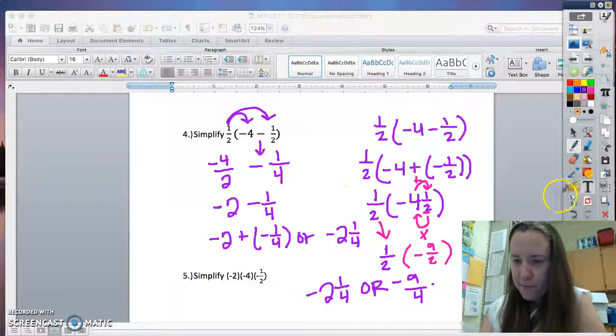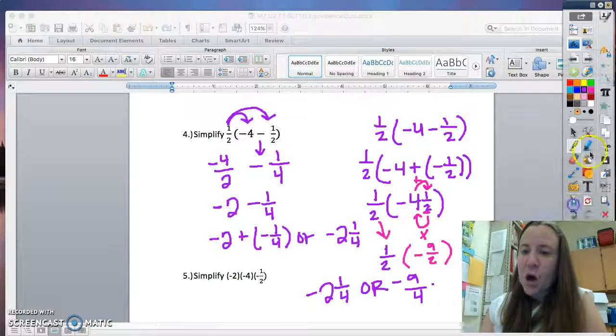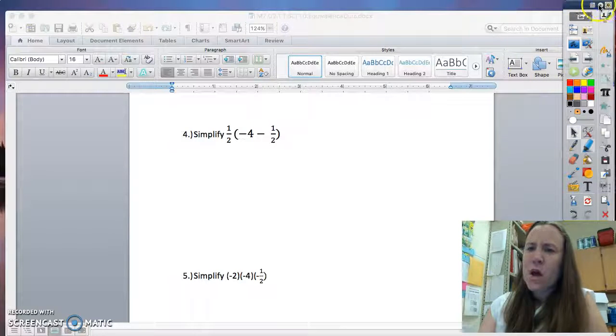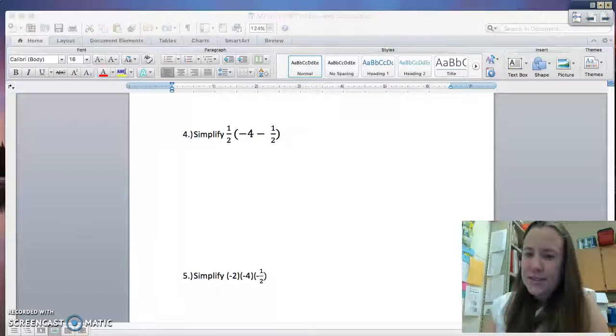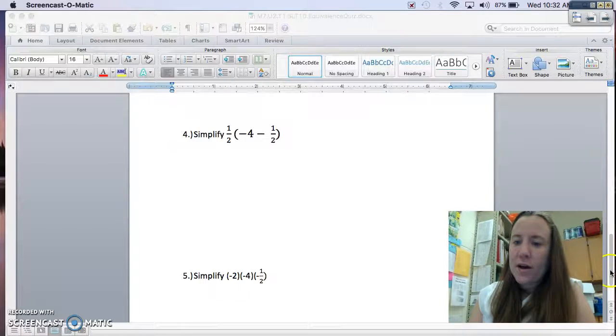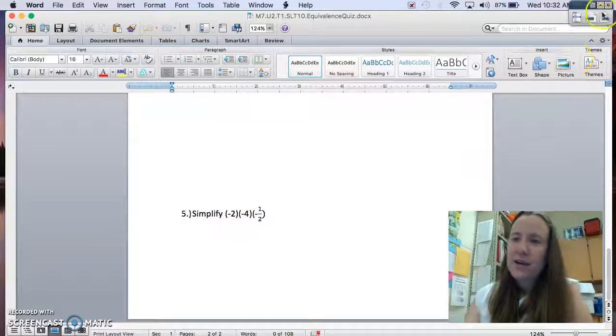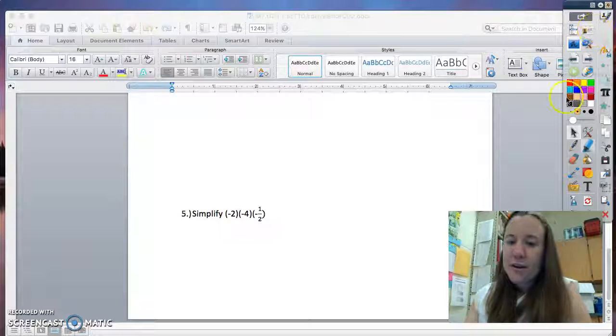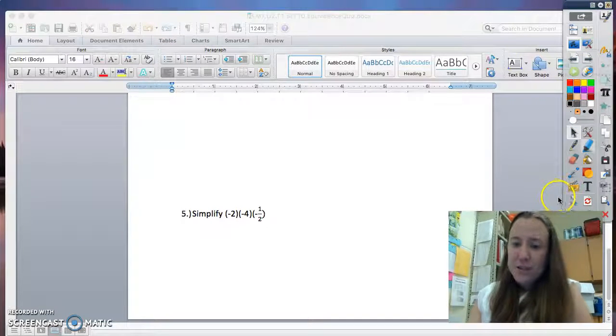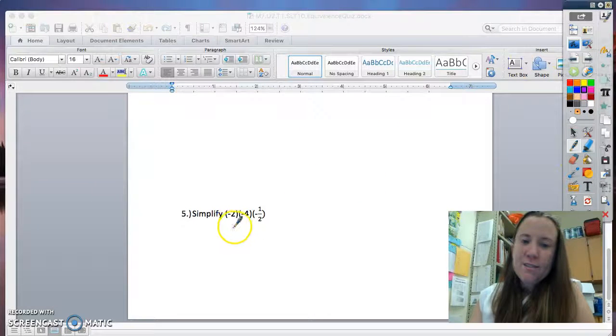The last problem, number 5, was all multiplication. And that was one thing that I noticed a few of us struggled with, was identifying that that problem is all multiplication. They are all numbers that are separated by parentheses from each other. That tells us multiplication. So I'm just going to take it step by step. -2 times -4. When I multiply two negative numbers, the product is positive. So -2 times -4 is 8.